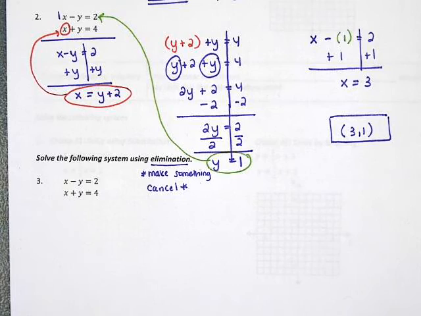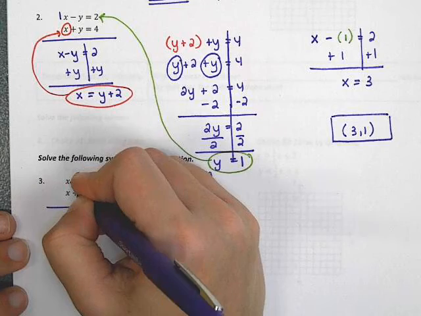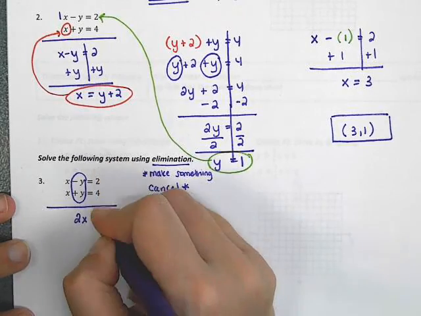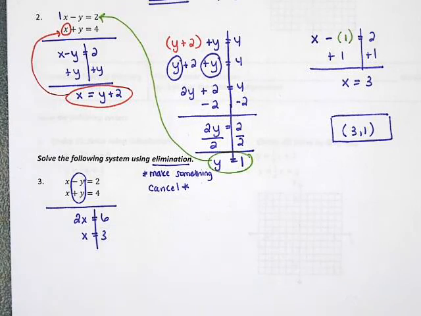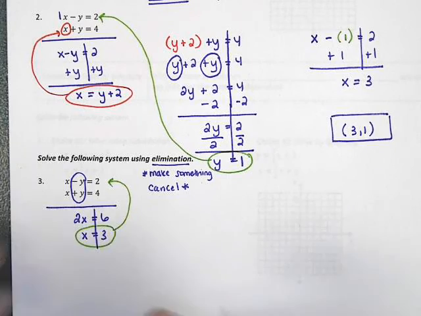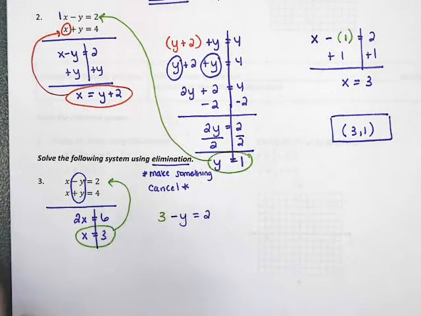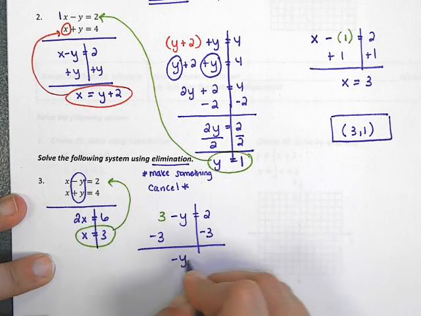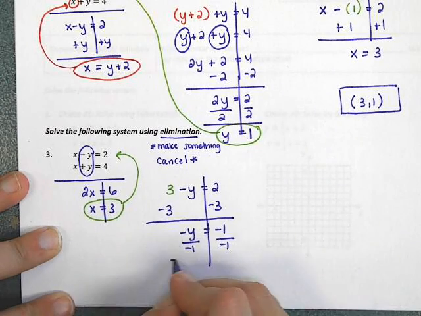So if I look at these equations, I'm in luck because it looks like the y's are already ready to cancel. So the negative y and the positive y will cancel, which means I get 2x equals 6, so x equals 3. Now if x is 3, I can just take this x, plug it into one of the original problems, and solve to get y. So I would have 3 minus y equals 2. Now if I subtract the 3, I get negative y equals negative 1. And then if I divide by negative 1, I get y equals 1.